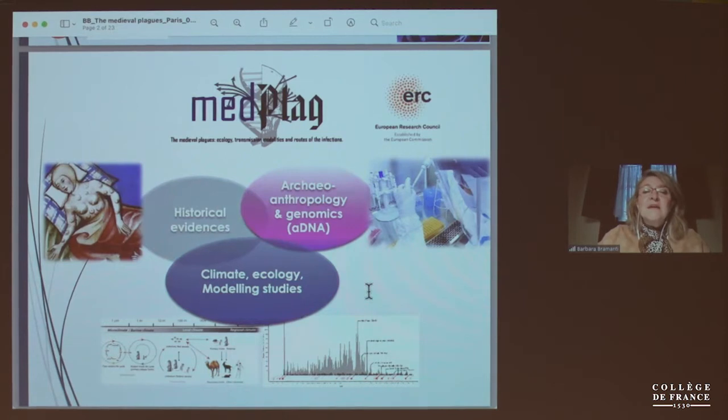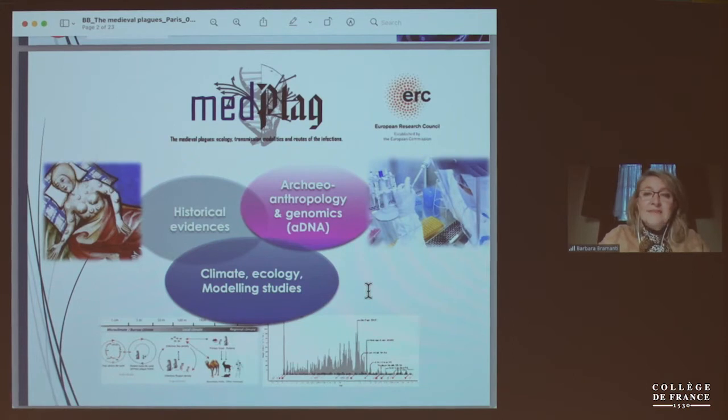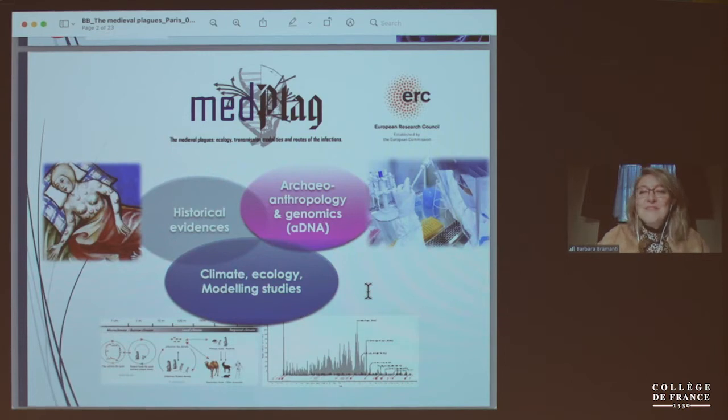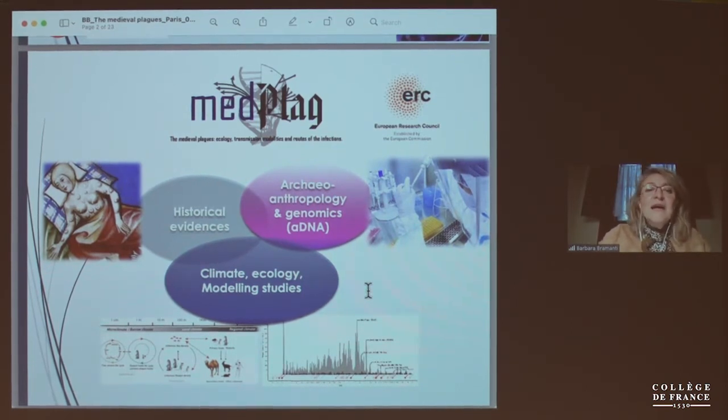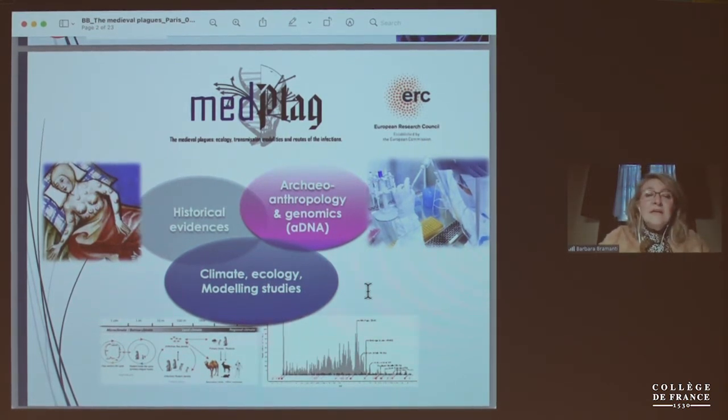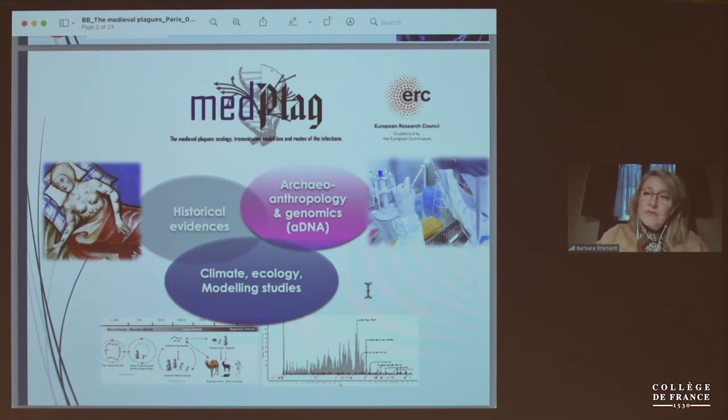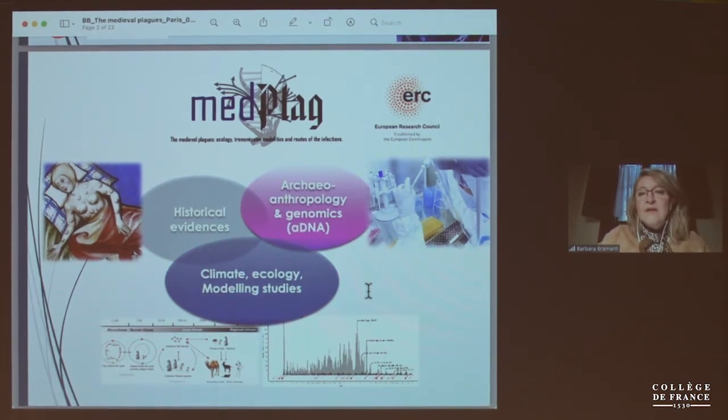That means archaeoanthropology and genomics. Therefore, we have analyzed ancient DNA, not from the victims, but from Yersinia pestis to better define the phylogeny of this bacterium. And then we have carried out other kind of study, climate, ecology, and modeling. And we have tried to interpret the outcomes of our results only on the background of the historical evidences.